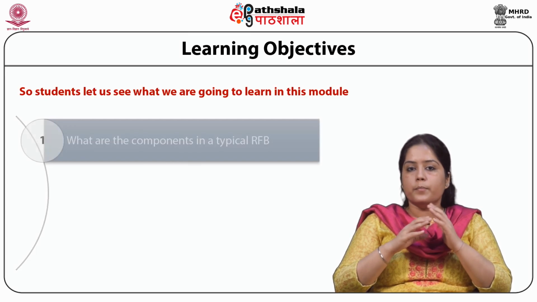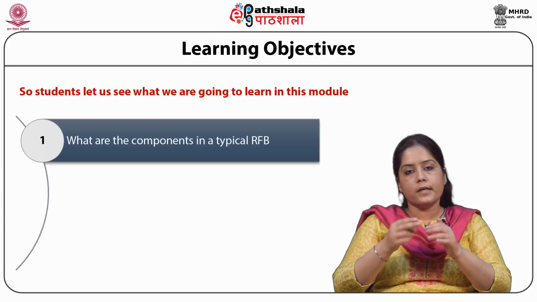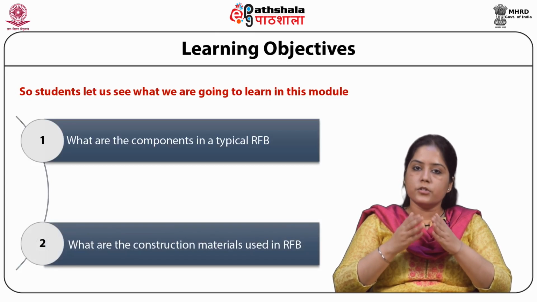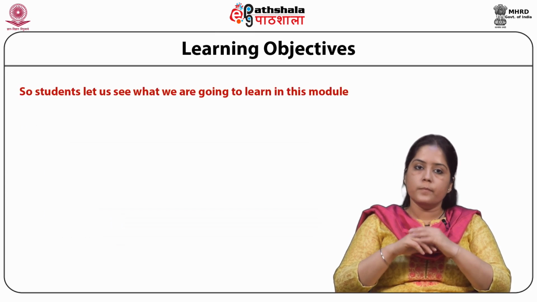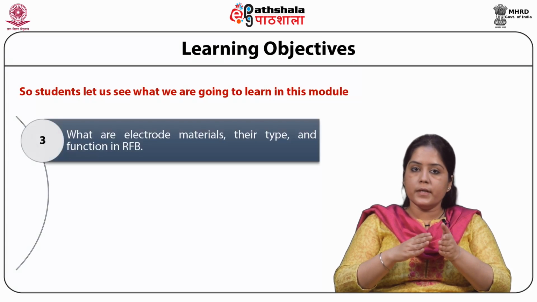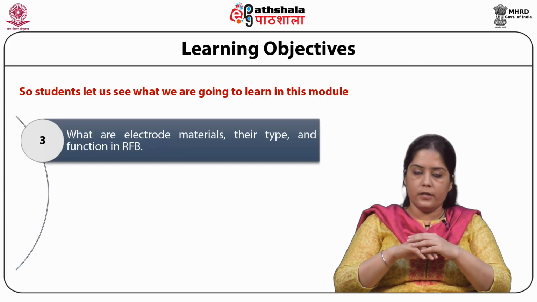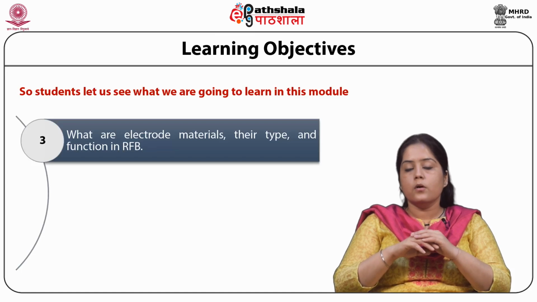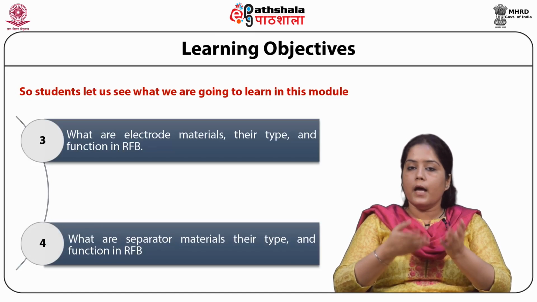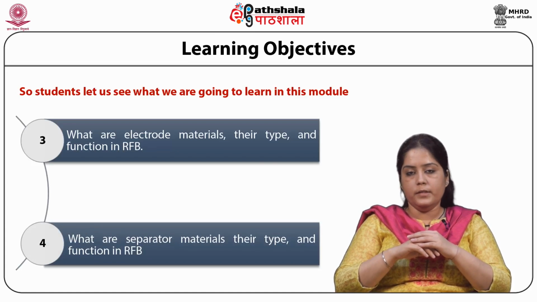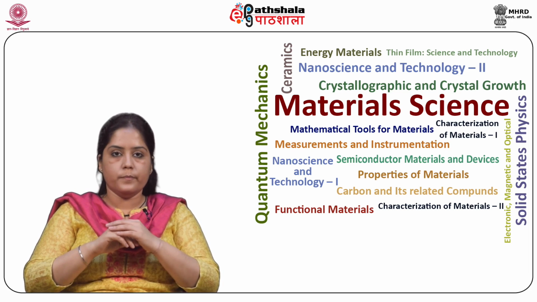First, the basic components in a typical RFB. Second, what are the construction materials used in RFB? Third, what are the electrode materials, their type and their function in RFB? Fourth, what are the separator materials, their type and their function in RFB? So let us start with a basic introduction about this module.